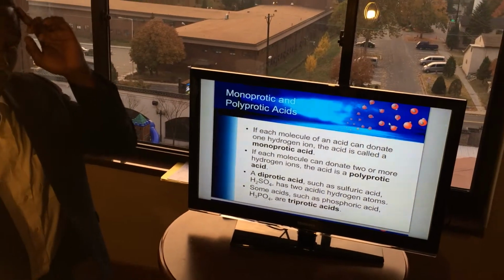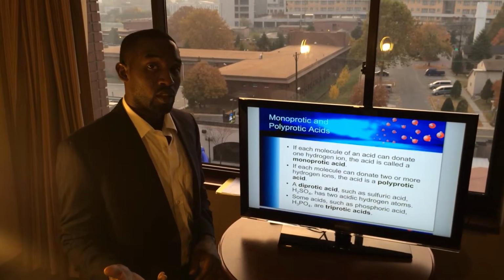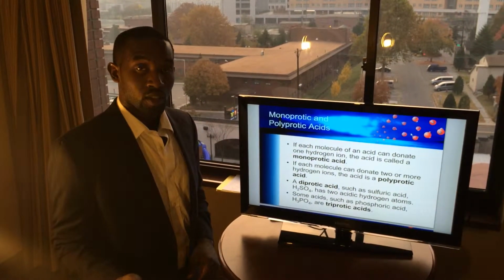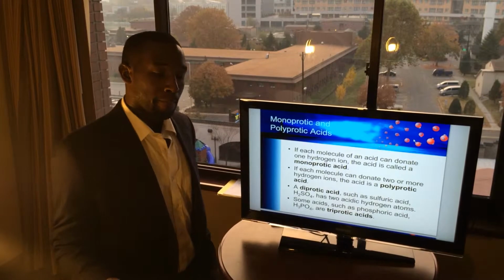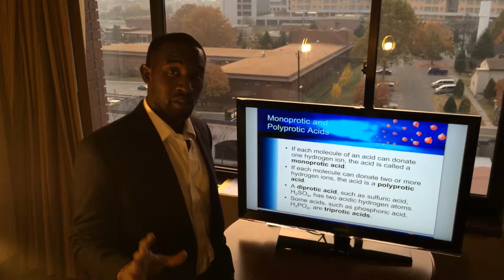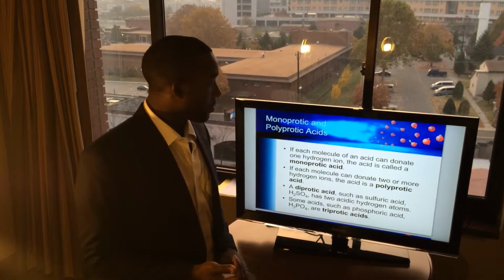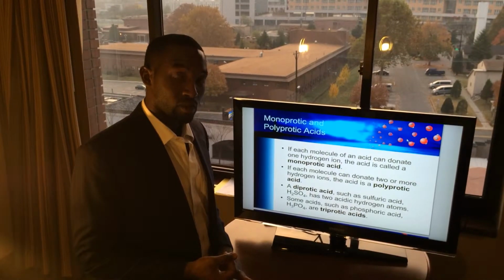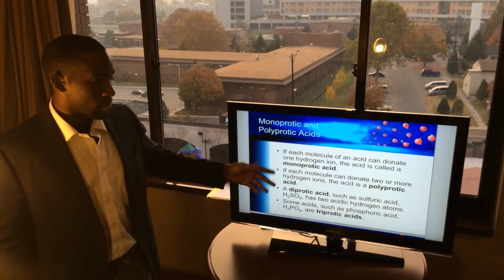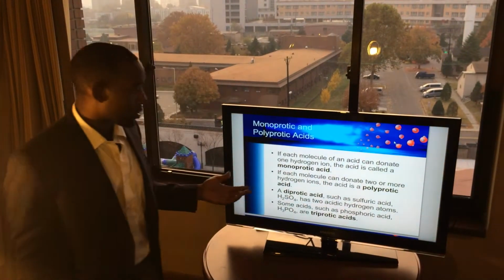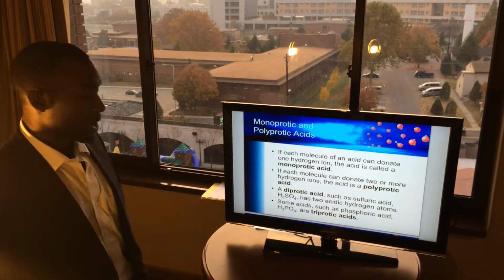Okay, so now we need to go into a different concept, because the question becomes how many hydrogens are released into solution. If the requirement is that you release a hydrogen into solution for it to be acidic, then you can classify different compounds based on the number of hydrogens they're releasing into solution. So either they're going to be monoprotic or polyprotic acids, right? Makes sense. So in each molecule of an acid, if it can donate 1 hydrogen, then it's a monoprotic acid. If each molecule can donate more than 1, then it's polyprotic.